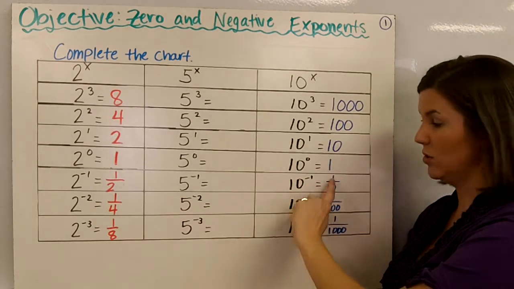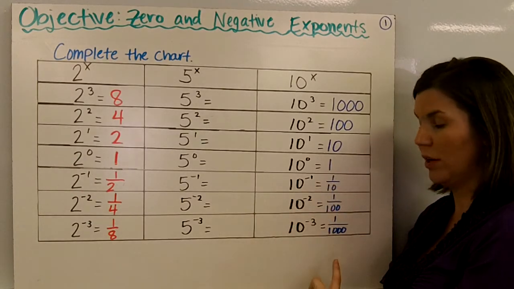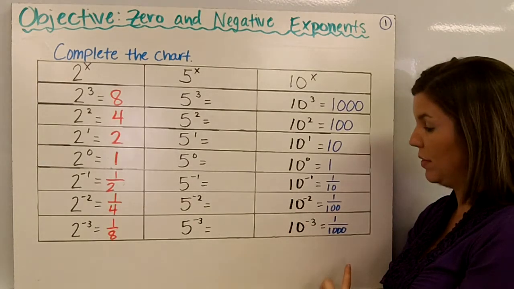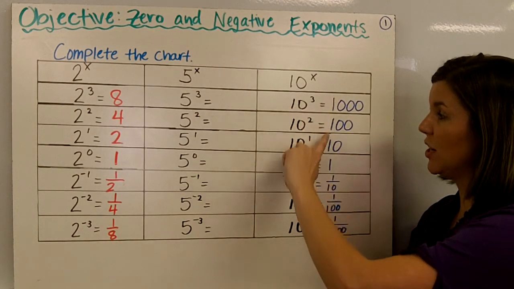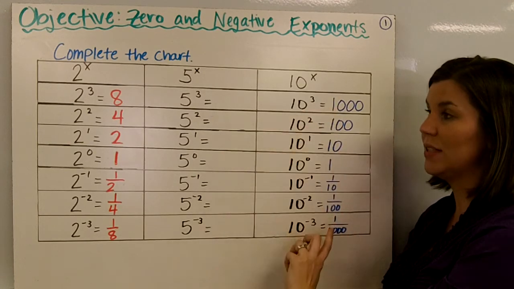1 divided by 10, that's 1 over 10 or 1/10. 1/10 divided by 10, 1/100. And 1/100 divided by 10 is 1 over 1,000. So again, each time we step down, we're dividing by what our base is. And in this case, it's 10.